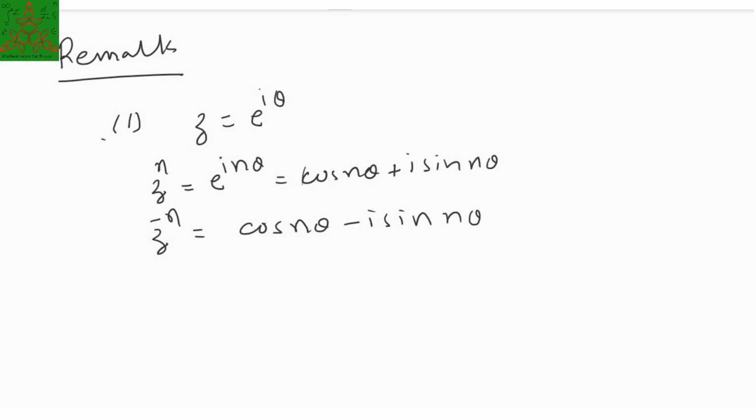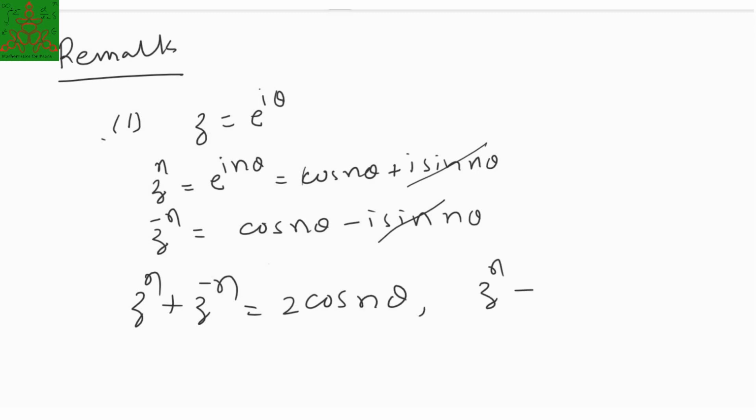And now I am adding this: z raised to n plus z raised to minus n will give you, if I add these two, this minus i sin n theta will cancel with plus i sin n theta, and this will become 2 times cos n theta. And if you subtract these two, then you will have 2i sin n theta.